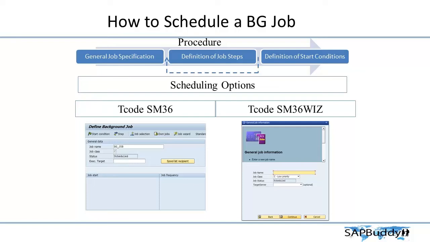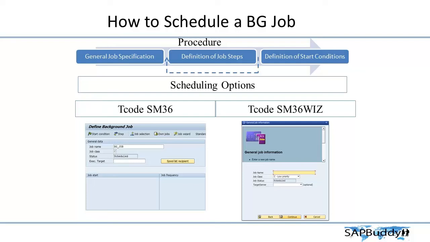And how are we going to schedule these jobs? We have two transactions, SM36 where you schedule the job, and we also have another transaction called SM36 wizard. The wizard will help you go through these steps more easily than SM36. In SM36 you need to go and manually select these conditions. We need to select the steps. The wizard is quite easy. You can simply click continue, and it will take you through the steps more easily.